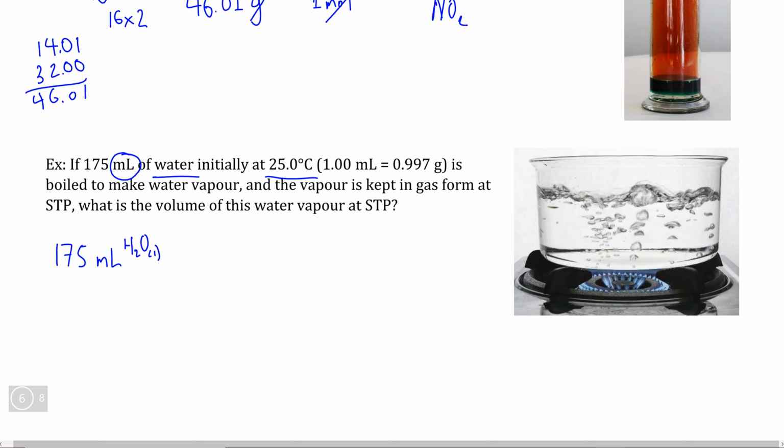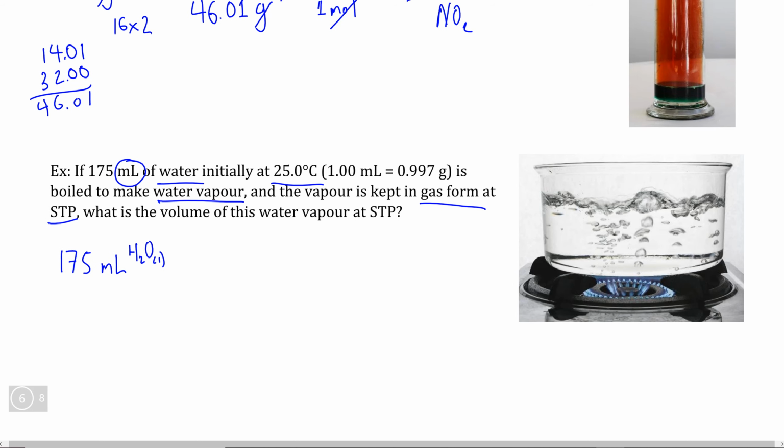Initially it occurs at 25 degrees Celsius, but then we're going to boil it into water vapor so that it is a gas. And if we keep it in the gas form at STP, what is the volume of this water going to be at standard temperature and pressure? So this is weird because we have the volume of the liquid as our initial measurement, but we're looking for the volume of the gas as our final measurement here.